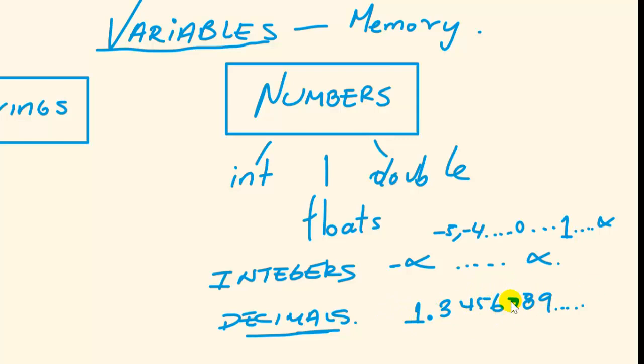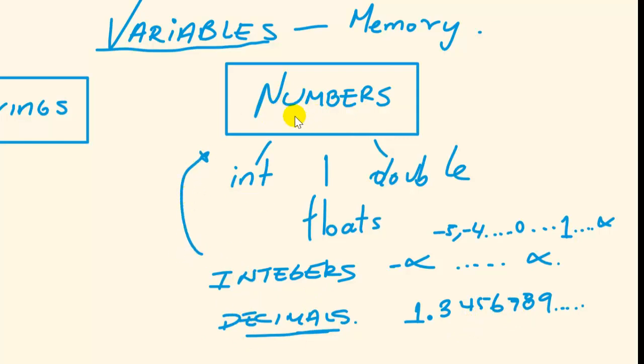So what we do on some occasions is that, for example, doubles do not allocate all the decimal numbers. It actually has a certain number of bits and bytes that it can hold. So basically, we're talking about integers and decimals. This is another way of storing information.